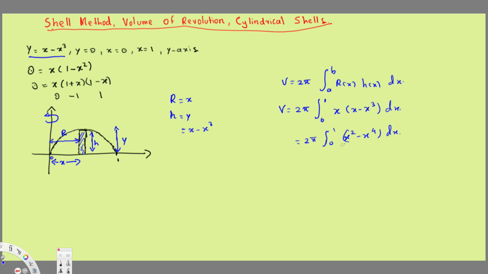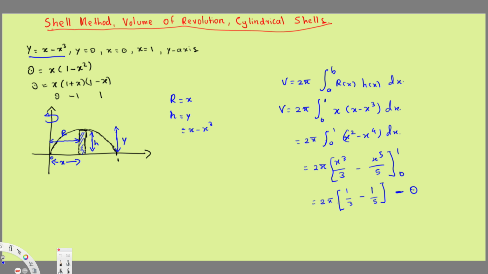Now this is easy to integrate, so let's do the integration. This is going to be x cubed divided by 3 minus x to the power 5 divided by 5, and it's from 0 to 1. If I apply 1, this is going to be 2 pi times 1 over 3 minus 1 over 5. And if I apply 0 for x, this will become 0, this will become 0. So the whole thing is 0. So therefore we can write this as minus 0.